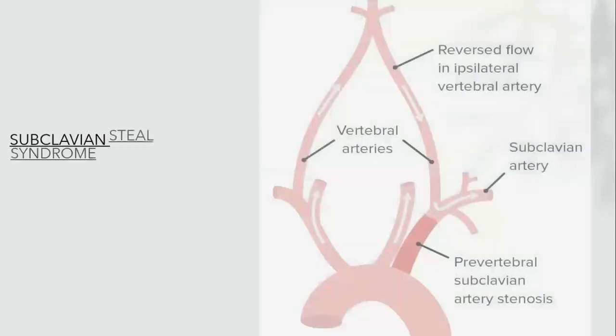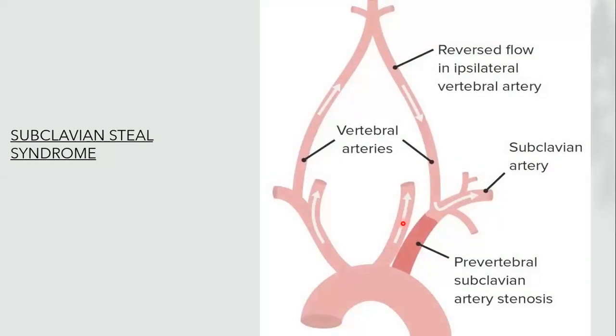And with that, guys, let's discuss subclavian steal syndrome as the last objective. So this subclavian steal syndrome occurs when we have a prevertebral subclavian artery stenosis. So imagine your left subclavian artery is occluded, is stenosed, is narrowed before it gives off the vertebral artery. So that is the prevertebral subclavian artery stenosis.